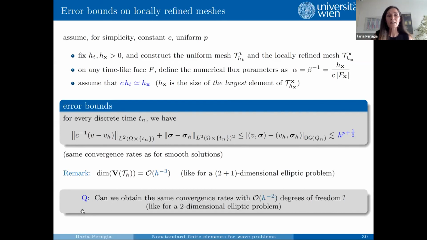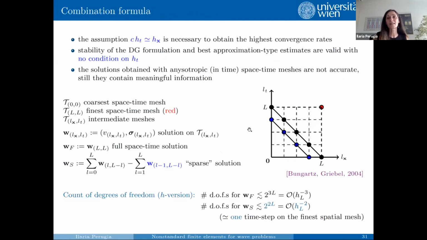So the question is, can we obtain the same convergence rates, but only with order of h to the power -2 degrees of freedom, which means instead of the complexity of a 2 + 1 dimensional problem, with the complexity of a two-dimensional problem? So the answer is yes. And this is achieved by using the so-called combination formula.